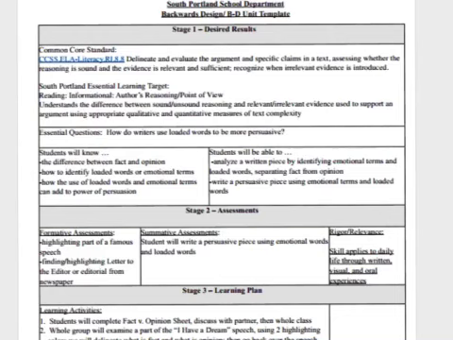The essential question for this lesson will be, how do writers use loaded words to be more persuasive? By the end of the lesson, the students should know the difference between fact and opinion, how to identify loaded words or emotional words, and also how the use of loaded words and emotional terms can add power to their persuasion. Students will be able to analyze a written piece and also be able to apply what they've learned by writing a persuasive piece using emotional terms and loaded words.